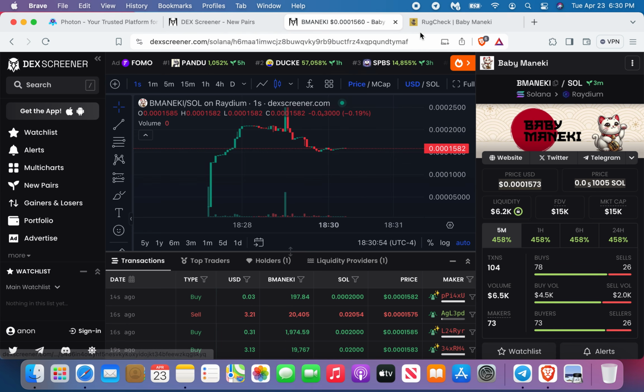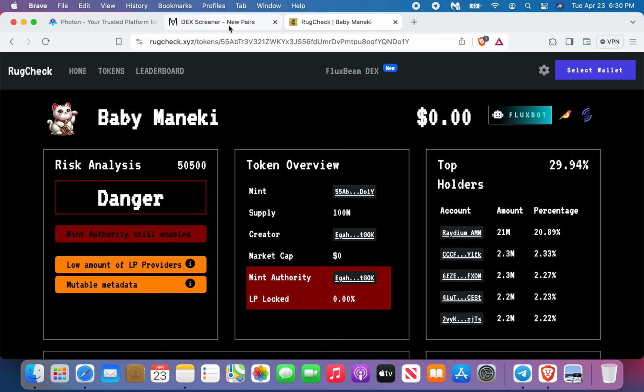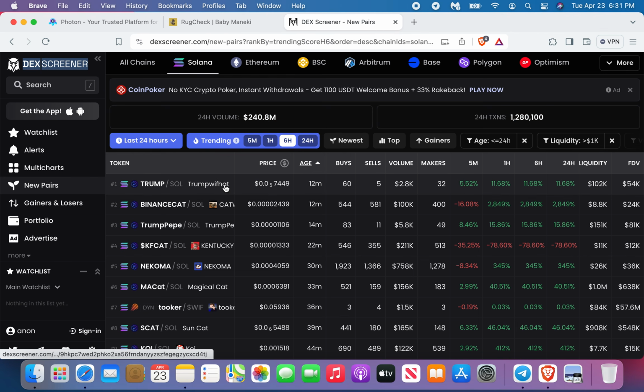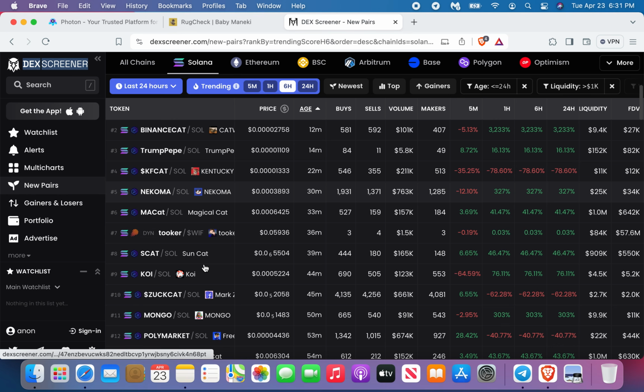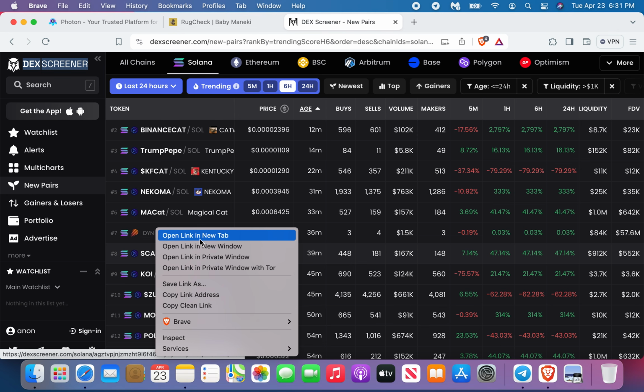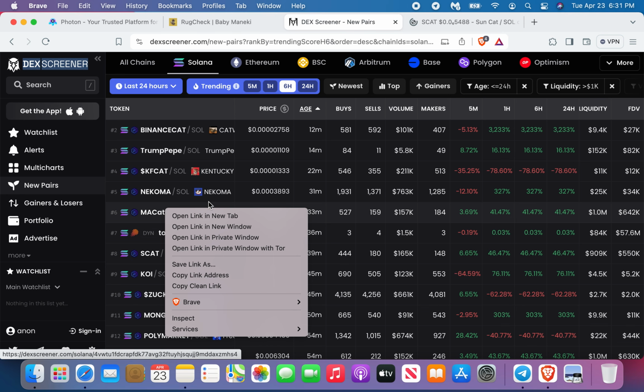I don't love it. And yeah, one last thing before we go, guys. I wanted to show you with Dexscreener, on the new pairs, sort by age, make sure you're on the Solana network. Let's just take coins that have not dumped, and I will show you. So open that in a new tab. Open this in a new tab.